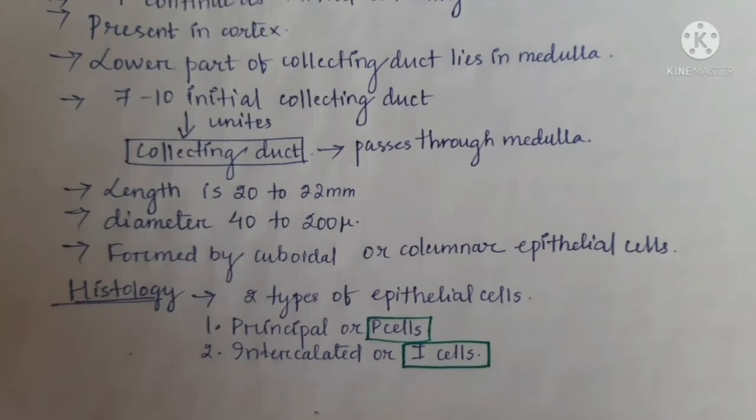Then the histology. It has two types of epithelial cells: principal cells, known as P cells, and intercalated cells, known as I cells. We have seen intercalated cells before, as the epithelial cells of the DCT. The collecting duct has two types of cells: principal cells and intercalated or I cells. The length of the collecting duct is 20 to 22 mm, and the diameter is 40 to 200 micrometers.